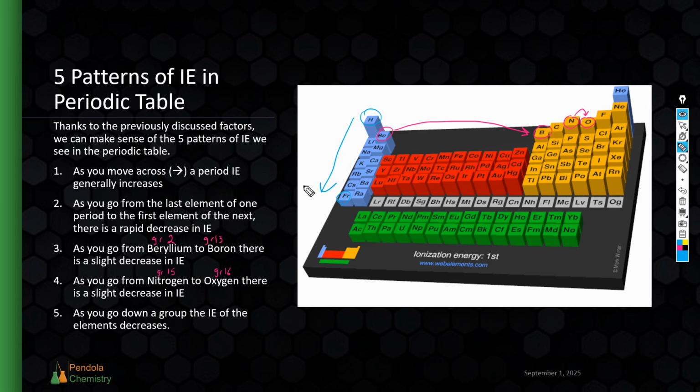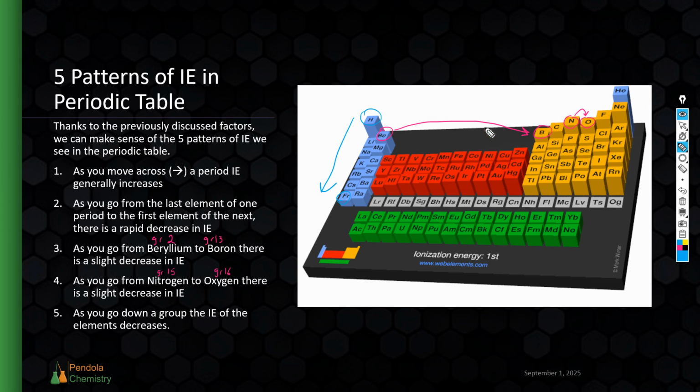So those are the 5 trends and exceptions that you are going to be looking at. Left to right, it increases. Top to bottom, it decreases. For ionization energy, there's an exception between beryllium and boron, or group 2 and 13, where it decreases slightly. There's an exception between nitrogen and oxygen, or group 15 to 16, where it decreases slightly. And as you go from the end of one period to the beginning of the next, there's a large decrease.